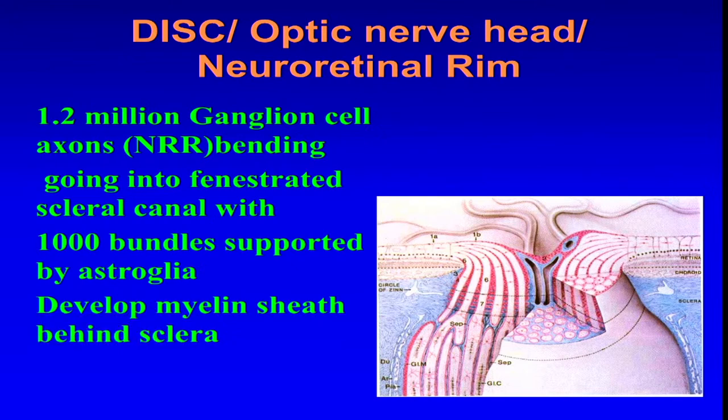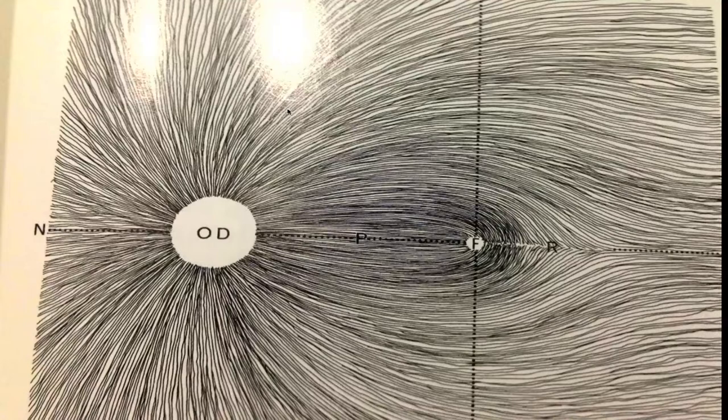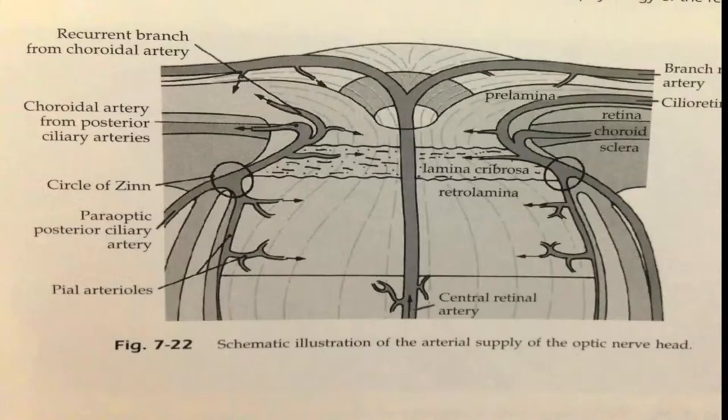1.2 million ganglion cells are all over in our retina. Their axons will bend and come into this central area, which is the optic nerve, going through a fenestrated bundle. 1,000 bundles are getting into it. Once they go into the retrolaminar area, you'll get a myelin sheath over here. The rest are all curving and coming to the inferior and the superior poles.